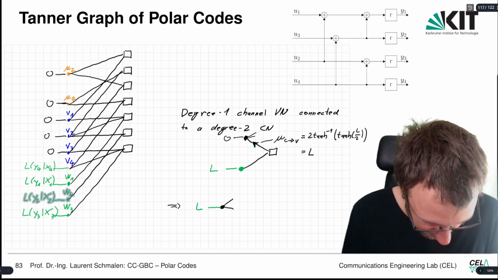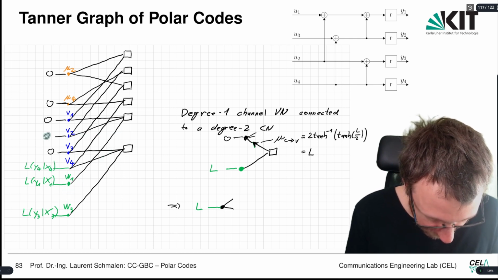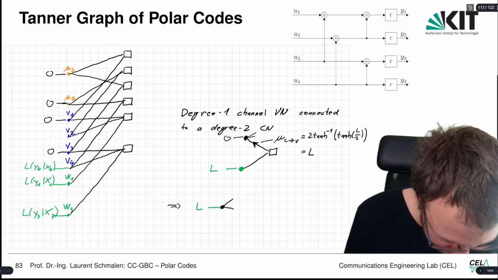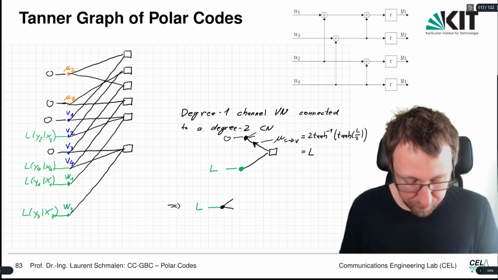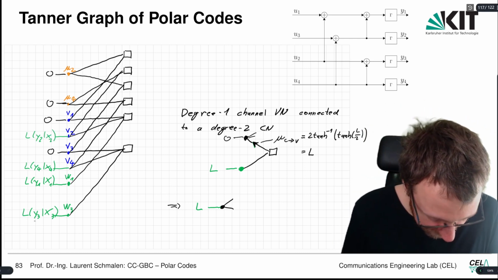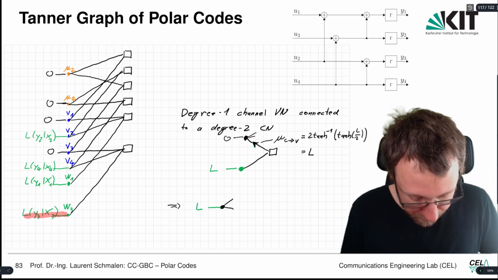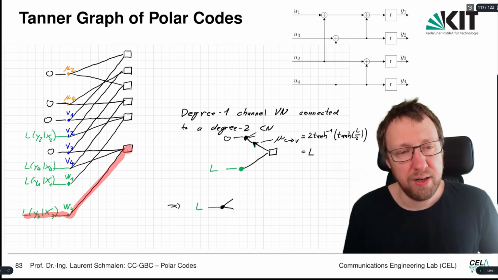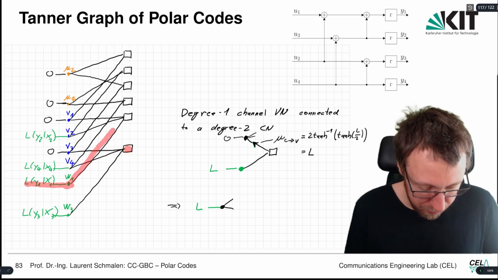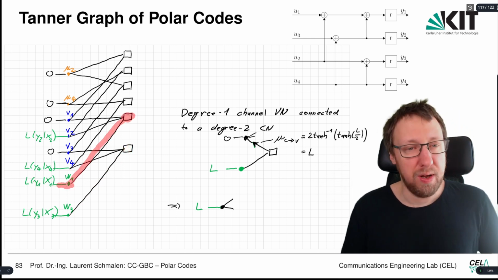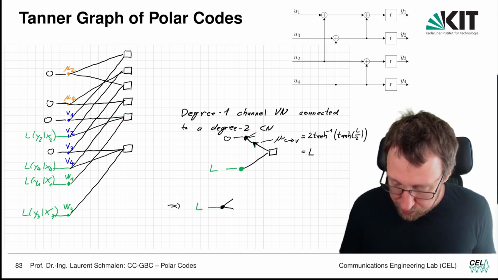So this is L of y2 given x2. And here we have L of y2 given x2. Okay, next one, degree 1 variable node, but it's connected to a degree 3 check node. So here it doesn't work. Degree 1 variable node, channel related, but it's connected to a degree 3 check node, so it doesn't work. Okay, so we have simplified those guys.